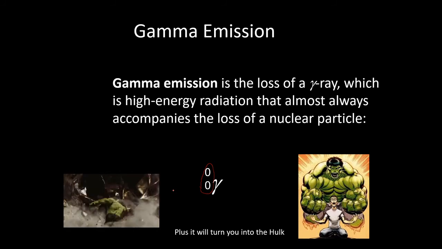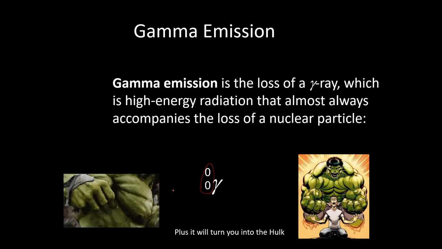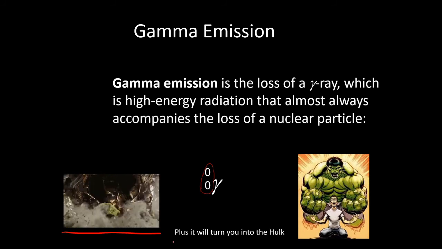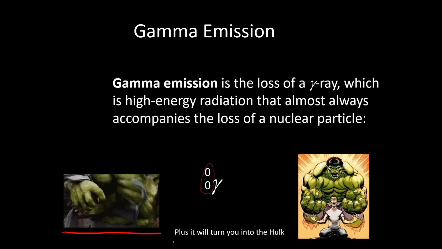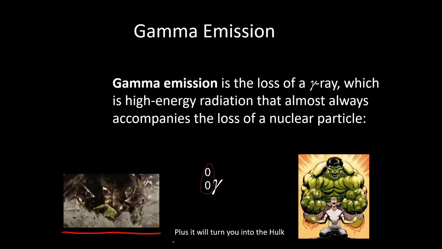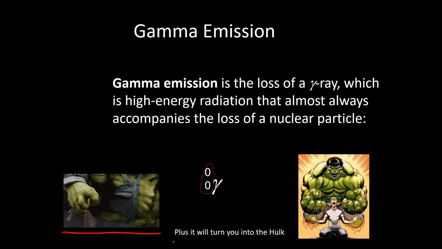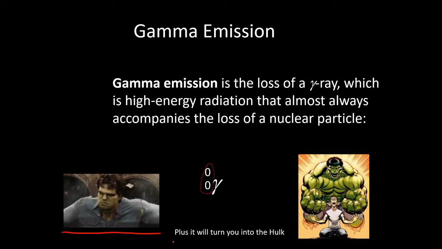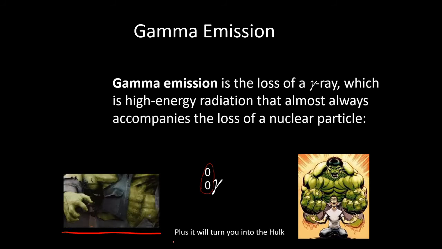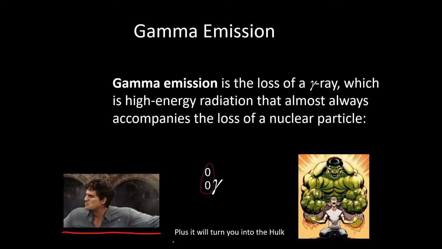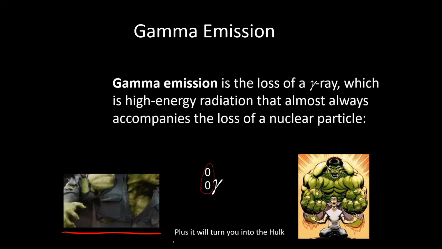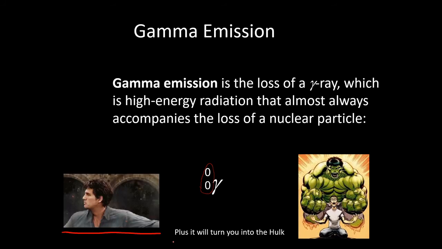Gamma rays are the highest energy light possible, and if you live in the Marvel universe, they will either kill you or turn you into the Hulk. That is in the Marvel Cinematic Universe: he was exposed to gamma radiation and got turned into the Hulk. In our universe, it will just kill you. No hulkiness to be gained, just lots of death. So gamma radiation is very dangerous, very, very high energy light. So it doesn't actually change the mass number or the atomic number.